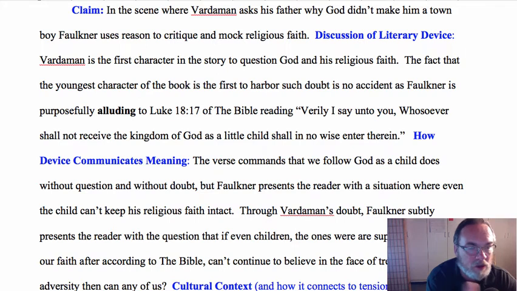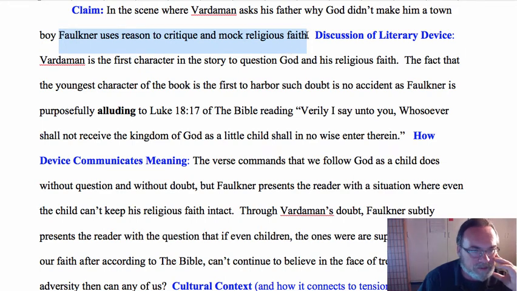As we've been practicing all along this semester, we start off with a claim. And remember what that claim sentence is supposed to do? It's supposed to identify the text and passage. In this case, he can just identify the passage because his whole paper is talking about Faulkner. Then he's going to use both terms in his tension. And for him, his tension is reason and religious faith. He uses both terms, and he answers the question, what is Faulkner saying about that tension? Well, Faulkner is using reason to critique and mock religious faith. So he's got all the elements in that very simple, straightforward, clear topic sentence.